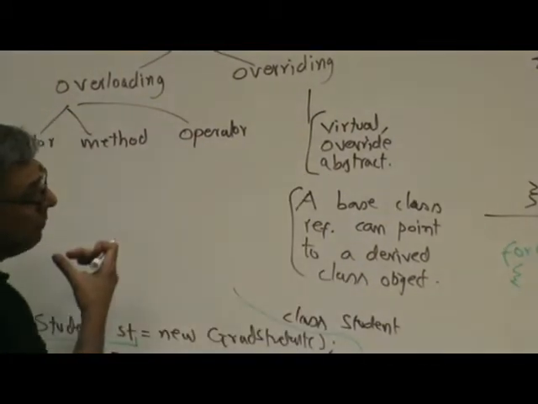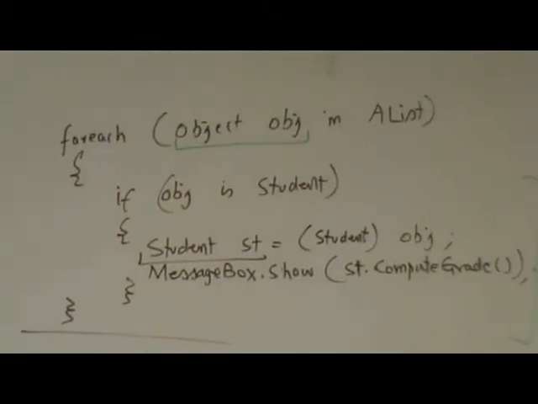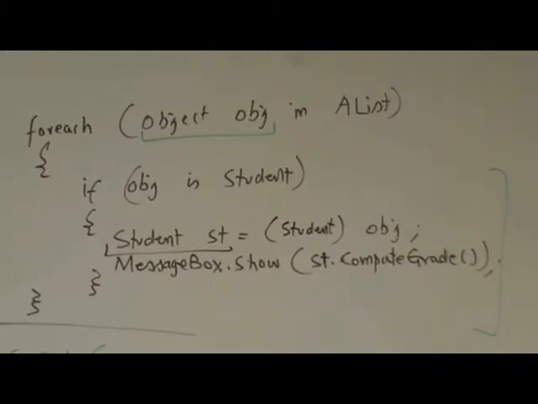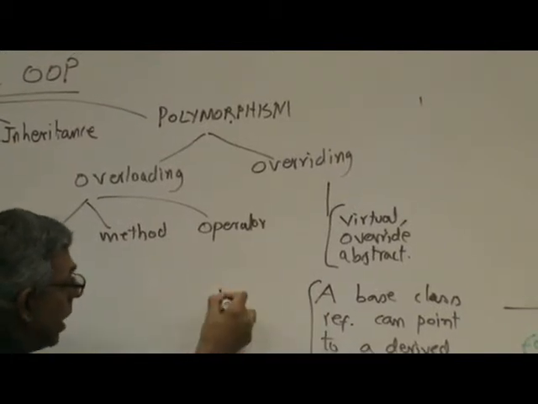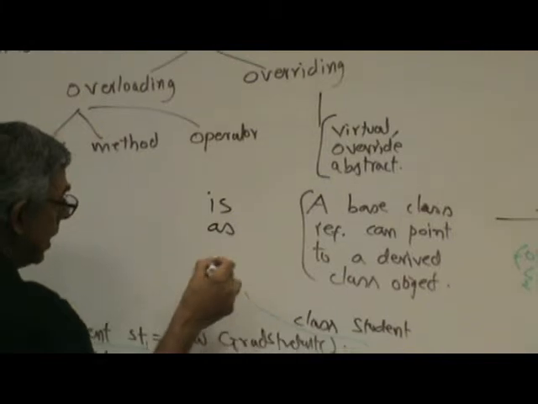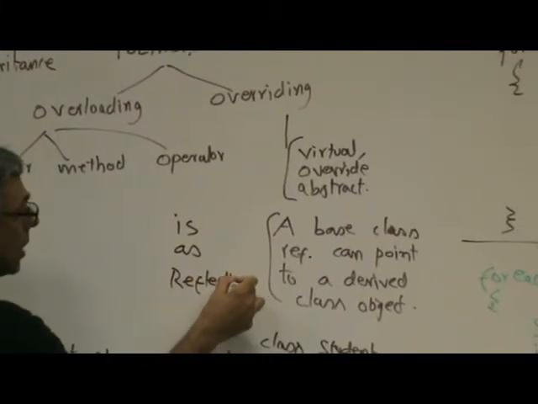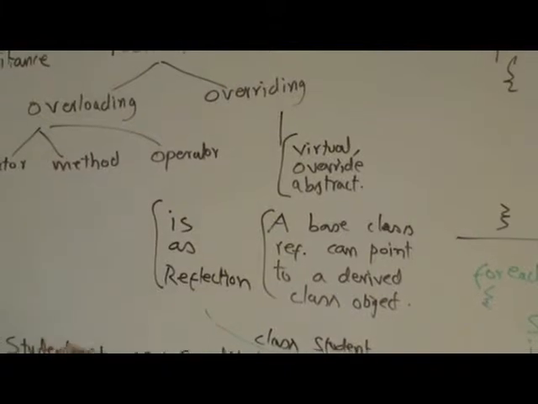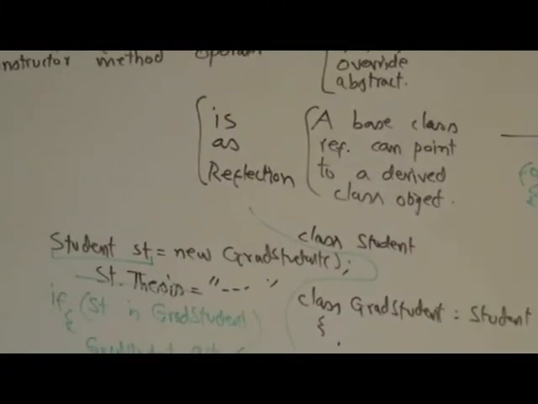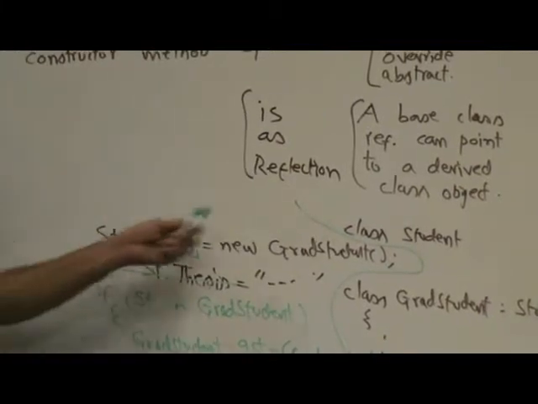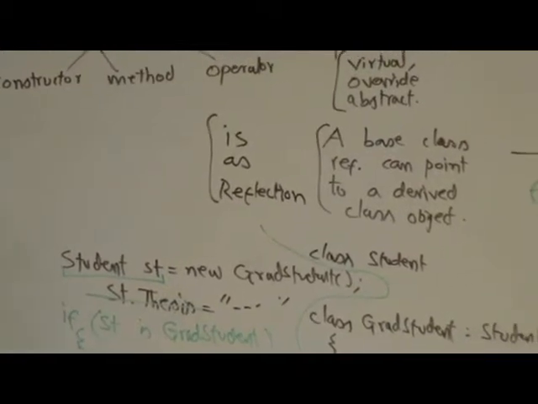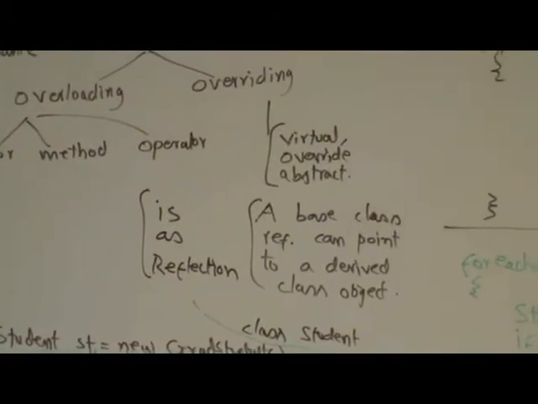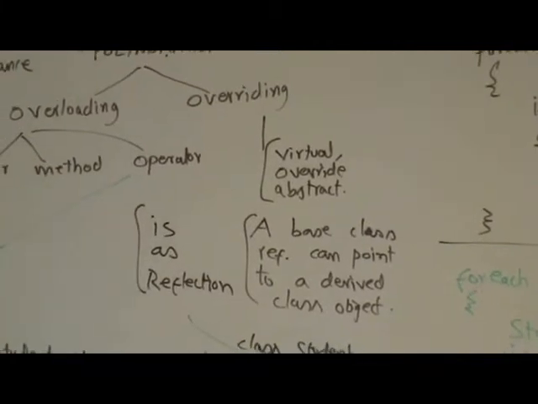But as we try to recover the data, as you saw, we need to use the is operator. We need to use the as operator or reflection. So part of polymorphism will not be useful if we do not have the is, as, and reflection made available to us. Because using these, we can overcome the fact that a different type of reference is pointing to a different type of object.